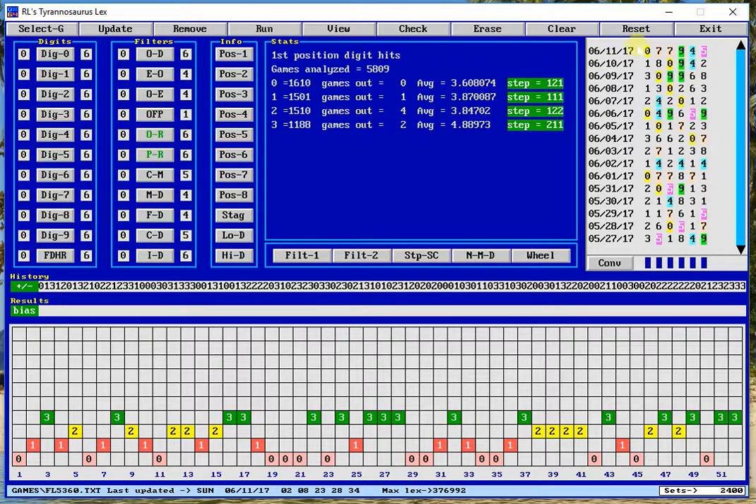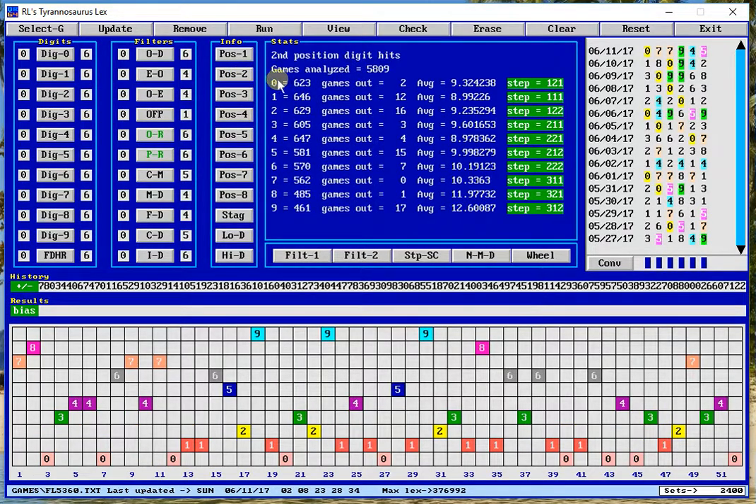So in position 1, which would be this column right down through here, you can see that it's keeping track of the history. The 0, 1, 3, 1, 2, same here, 0, 1, 3, 1, 2. So it's the history of what digit came in the first position. If you click the second position, it'll do the same thing. It shows you all the possibilities, how many games out they are, what their averages are, and again, this is the history of it.